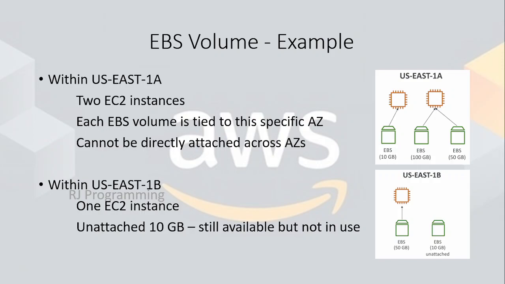And within East 1B, there's one EC2 instance with a 50 GB EBS volume attached. Another 10 GB EBS volume is shown as unattached. It's still available in that zone, but not in use.